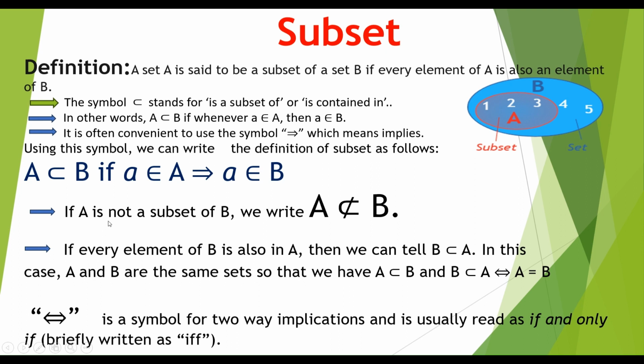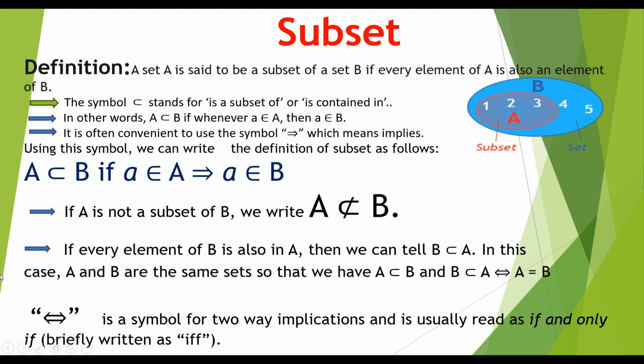Okay. Next is, see, if A is not a subset of B, how we are going to write? This is the way we are going to write: A, subset symbol with a strike out, and then B. A is not a subset of B. Next, if every element of B is also in A, then we call that B is a subset of A. Okay, then in this case A and B are the same sets, so we call it A is a subset of B and B is a subset of A, which implies A is equal to B.